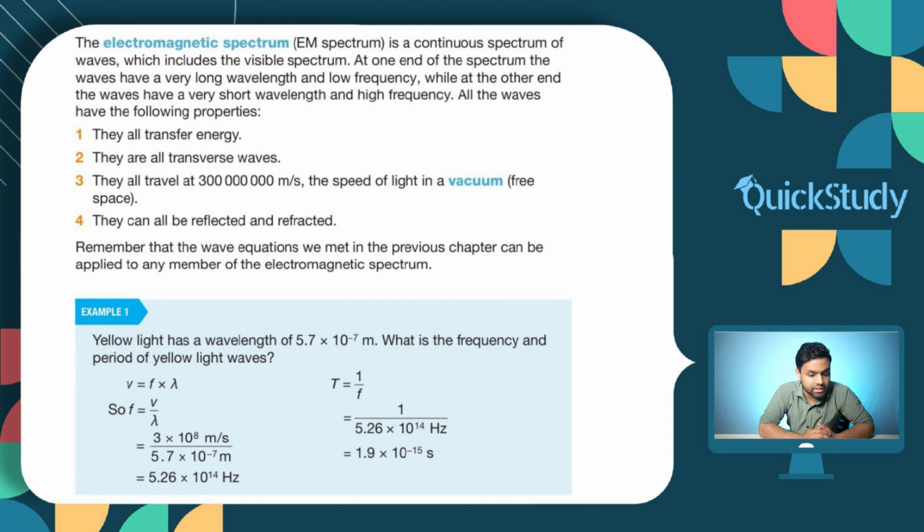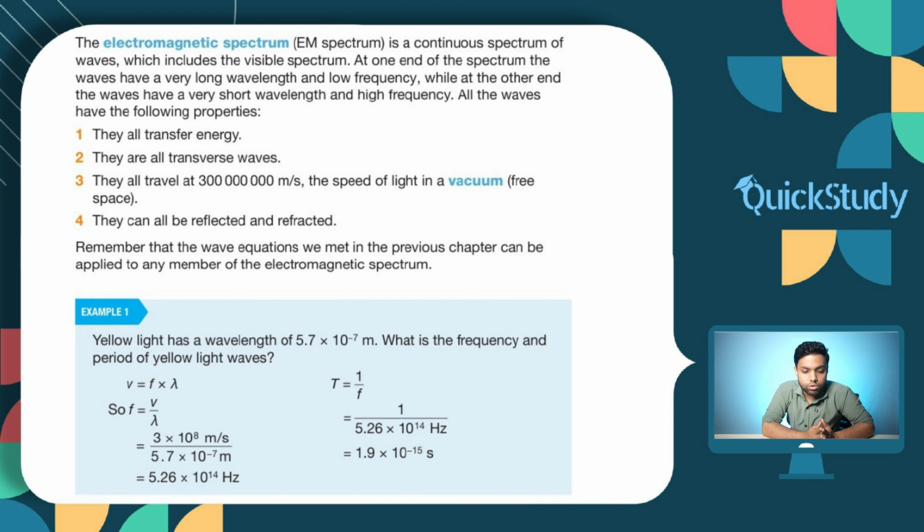In example 1, yellow light has a wavelength of 5.7 × 10^-7 meters. What is the frequency and the period of yellow light waves? So the formula would be v = f × λ, which is velocity equals frequency times wavelength. So frequency is equal to velocity divided by the wavelength, which would come out as 3 × 10^8 divided by 5.7 × 10^-7. The answer would be 5.26 × 10^14 hertz.